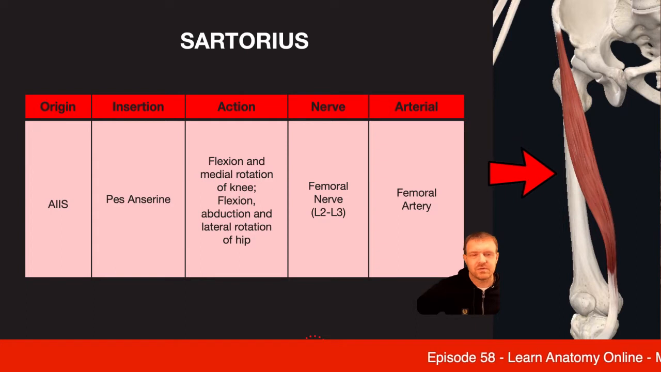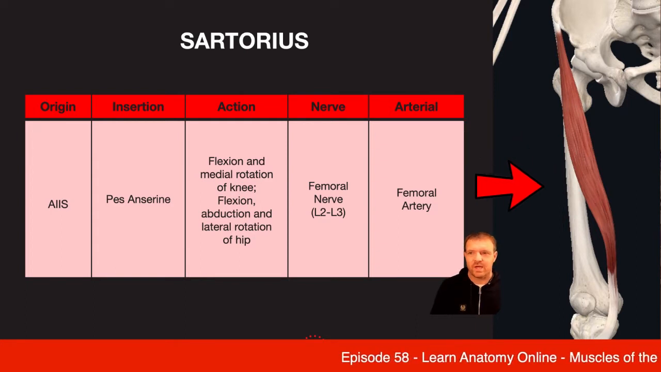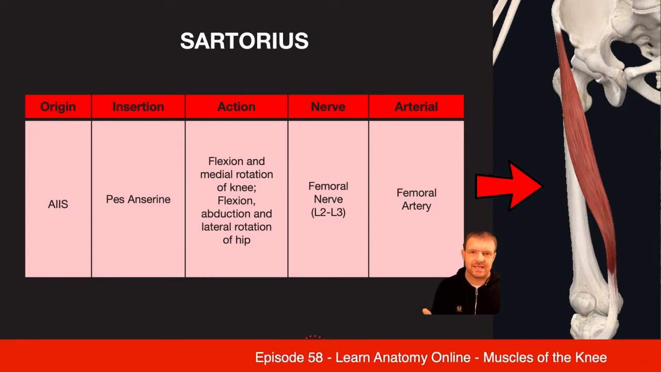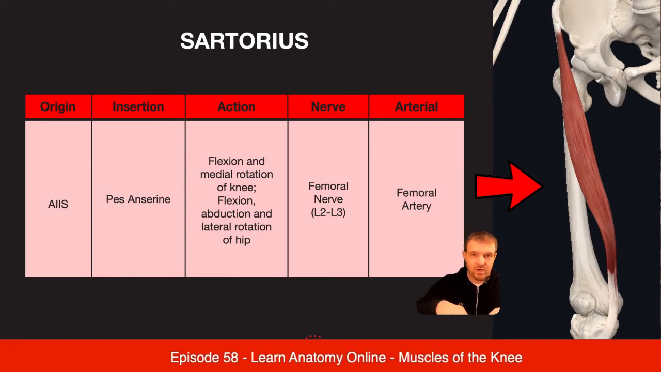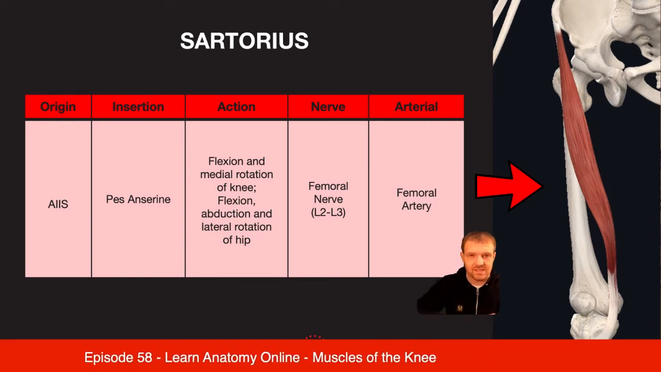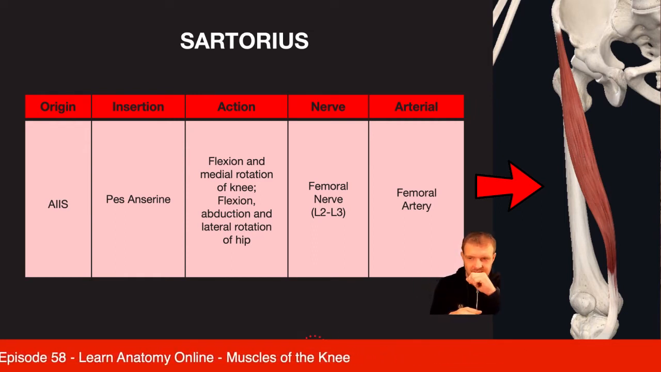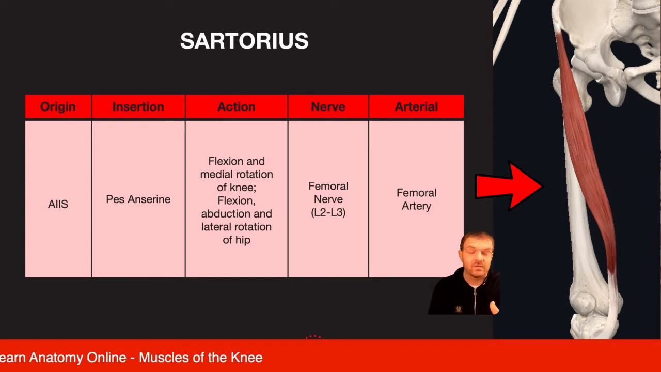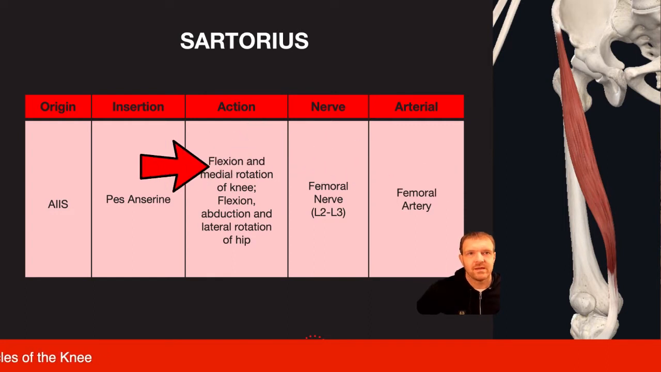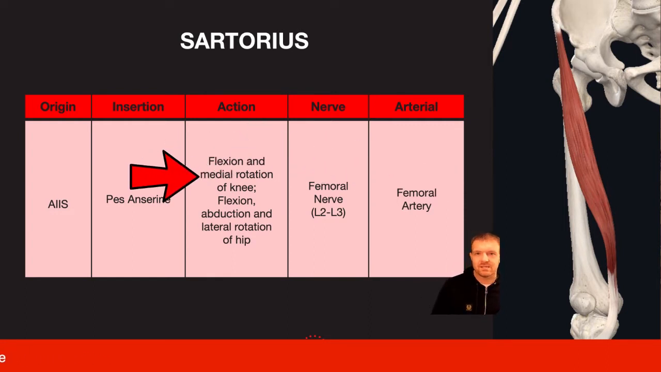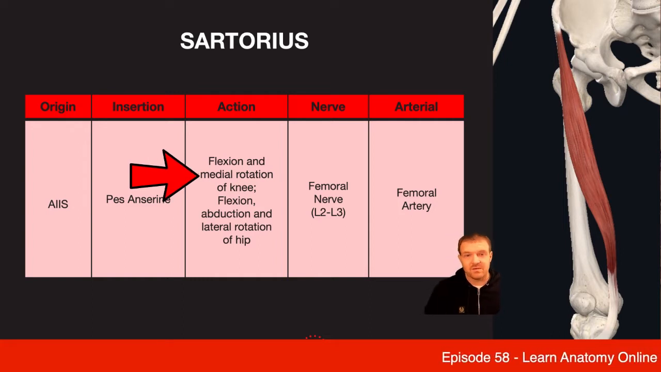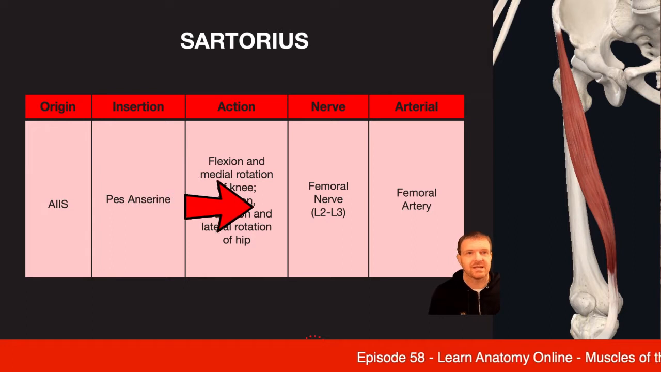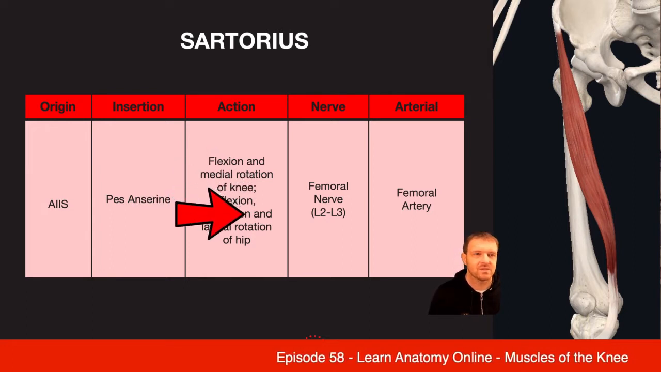This is often called the tailor's muscle. Tailors used to sit cross-legged and do their work mending shoes and things like that, and they had an overdeveloped sartorius muscle, because the sartorius flexes and medially rotates the knee. So sitting in a cross-legged position all the time will work that muscle basically. So that's why it's called that.